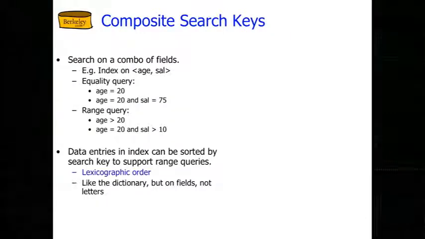Okay. One last detail, I think, and then we're going to wrap up. Let me just double check that this is the end. This is the end. That's good. All right, composite search keys. This is simple. I just want to illustrate it so that you make sure there's no confusion.